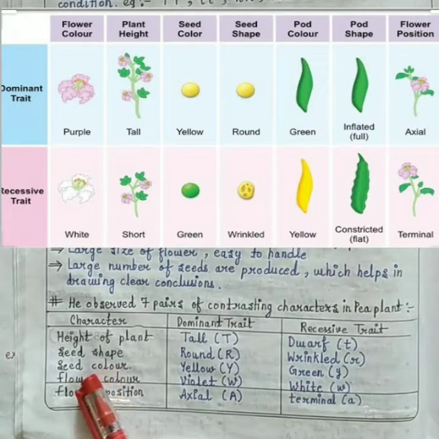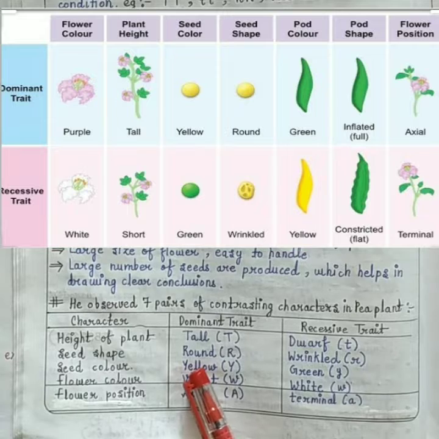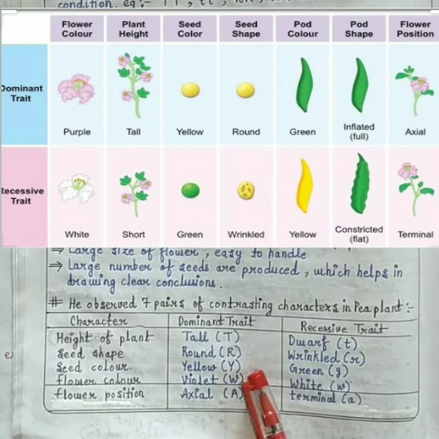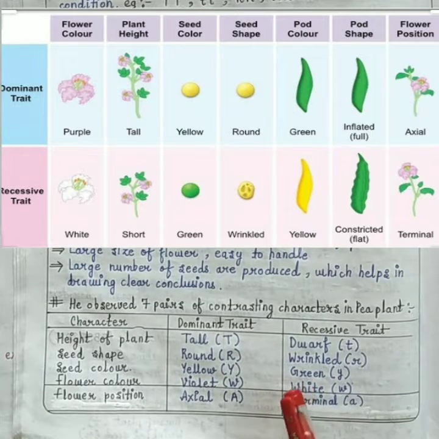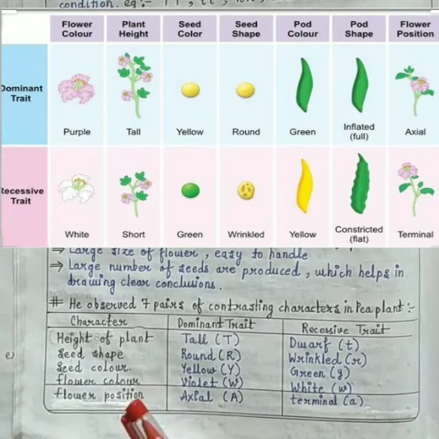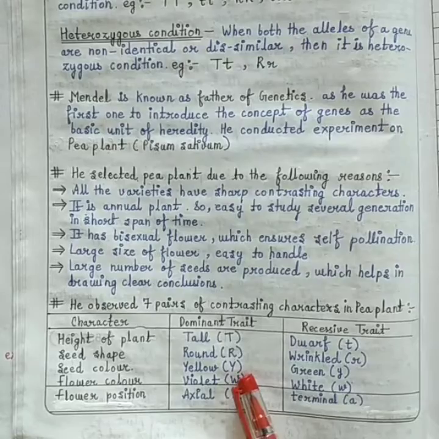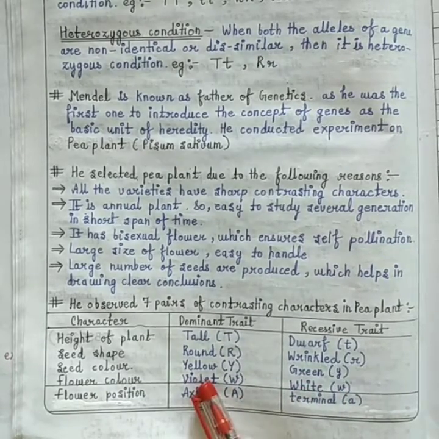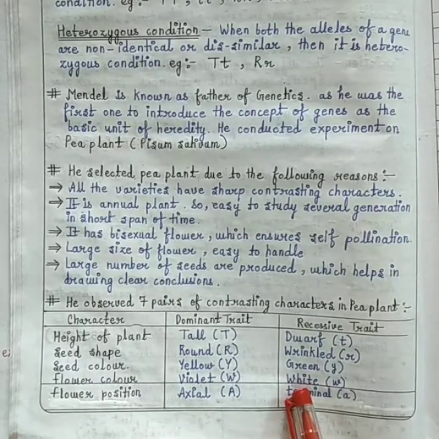Then the second character is seed shape. So for seed shape, the dominant trait was round, and round को represent किया जाता है with the allele that is capital R. And for seed shape, the recessive one is wrinkled seed shape. Wrinkled seed shape is represented by small r. Then seed color. For seed color, the dominant color is yellow, and yellow is represented by capital Y. Green is represented by small y. So the dominant for seed color is yellow, and recessive trait for seed color is green.